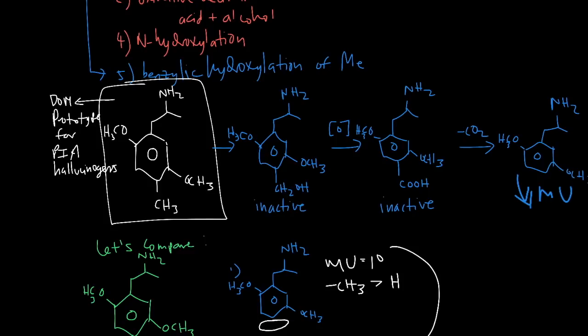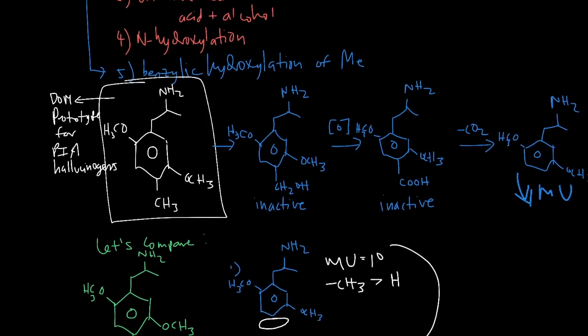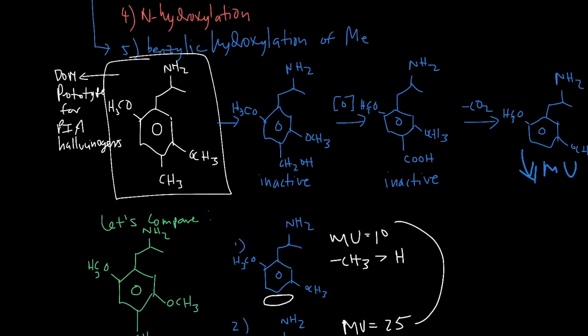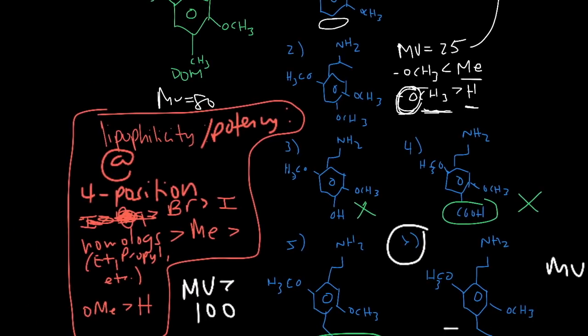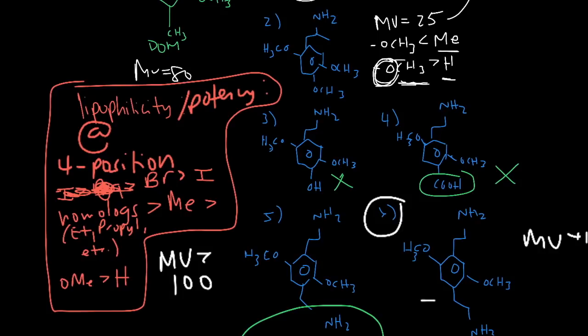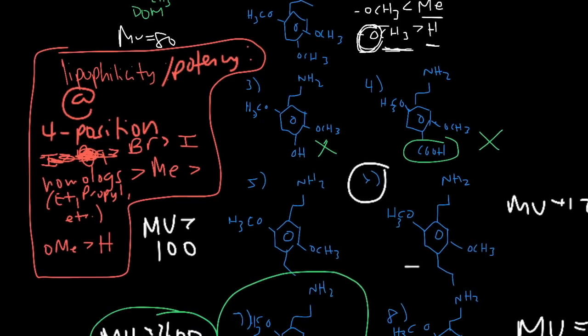Your prototype here for the PIA hallucinogens is DOM. Remember your order of lipophilicity. It goes bromine, which is more potent than iodine, which is more potent than your homologs, which is more potent than your methyl, which is more potent than your O-methyl, which is more potent than your hydroxy or your hydrogen at the 4 position for these compounds, the PIA hallucinogens.